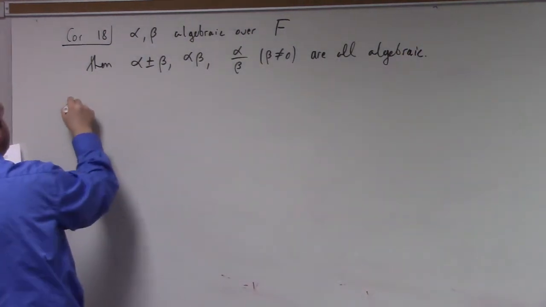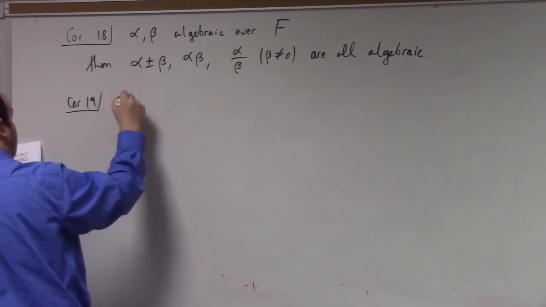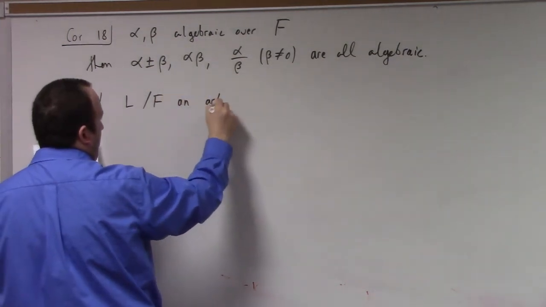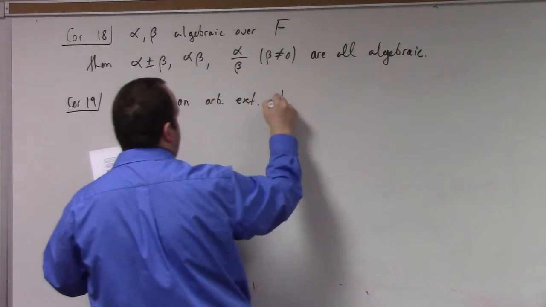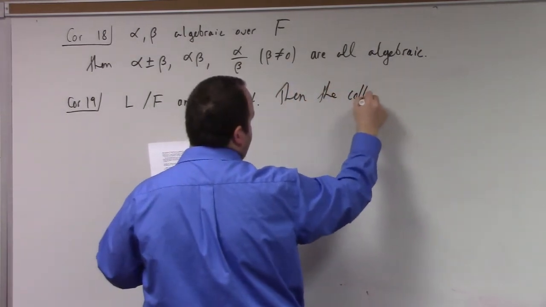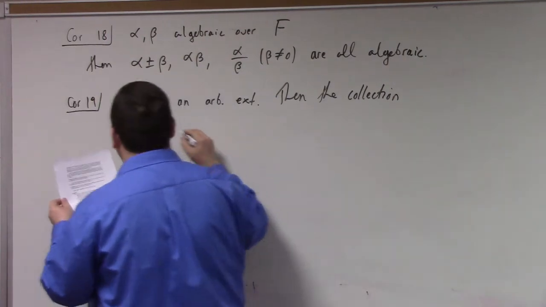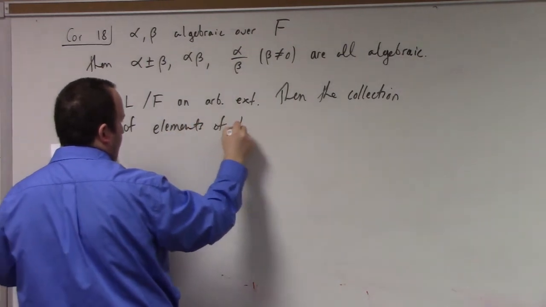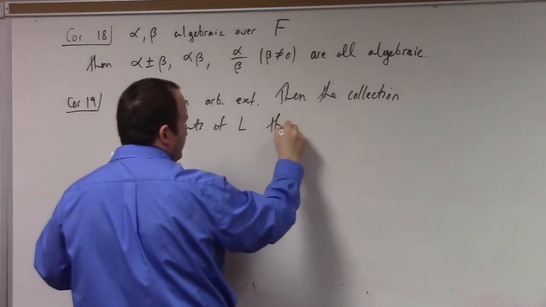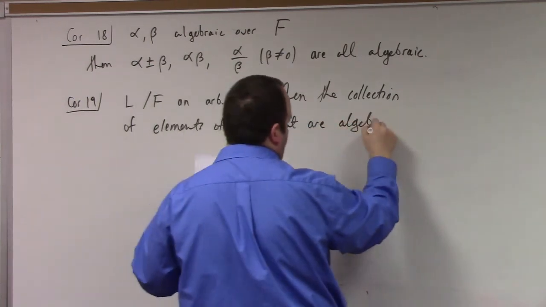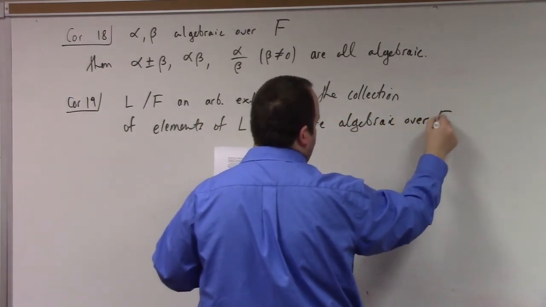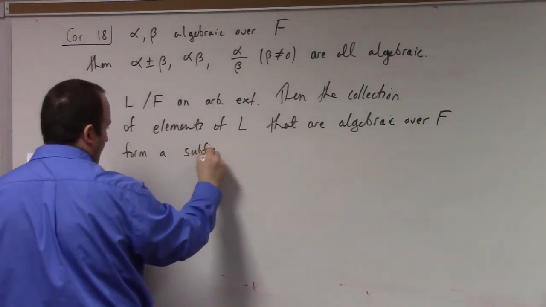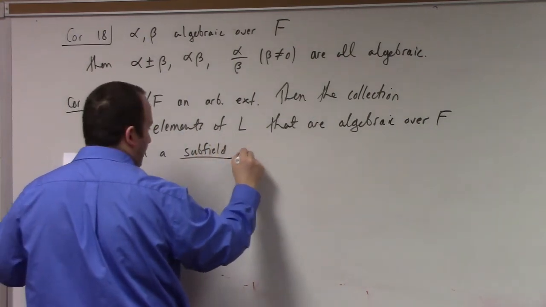And corollary 19 says that if we have L over F, an arbitrary extension, then the collection of elements of L that are algebraic over F form a subfield of L.